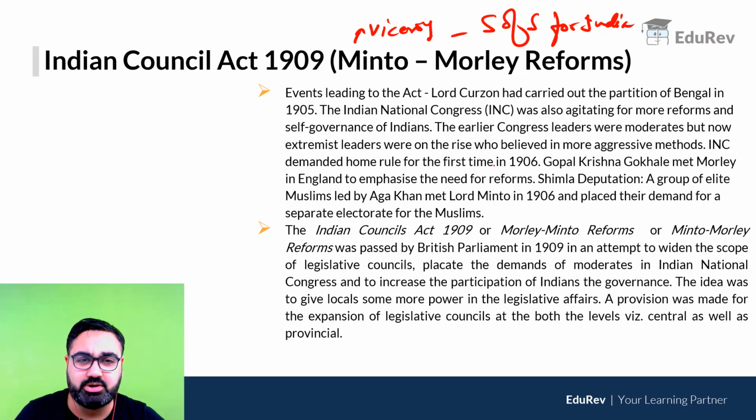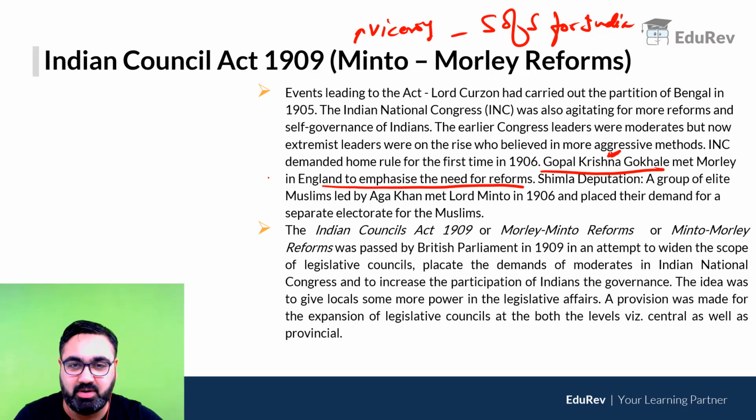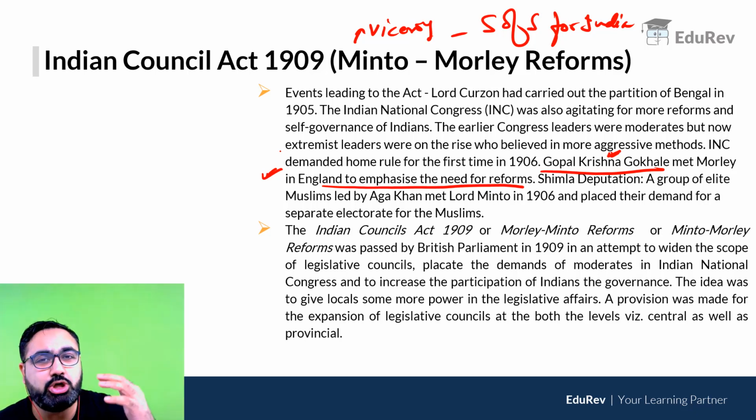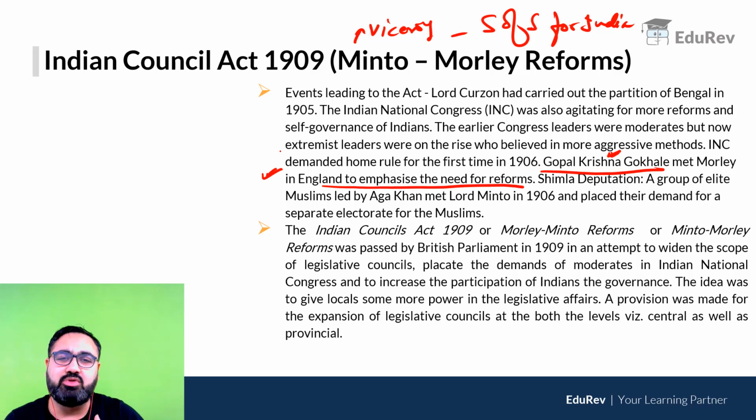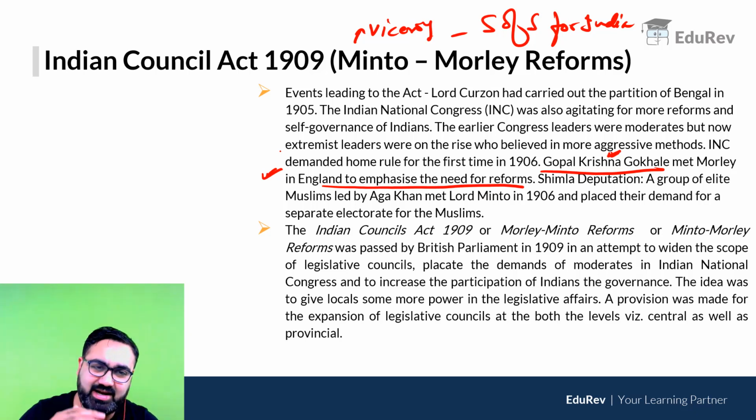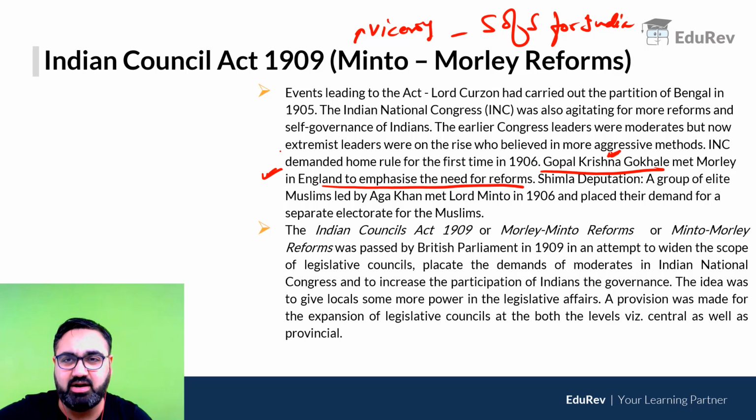Gopal Krishna Gokhale, who was a political guru of Mahatma Gandhi, also went to England to talk to MPs there, emphasizing that there is a need for reforms in India or there could be a revolt very soon because people are not happy. That was the time when the Indian Council Act of 1909 was passed to settle down the Indians who were demanding reforms, to placate them, to tell the moderates that we are listening to you, although we are not accepting all your demands, but some of the demands were accepted.